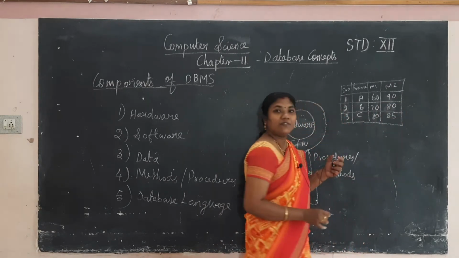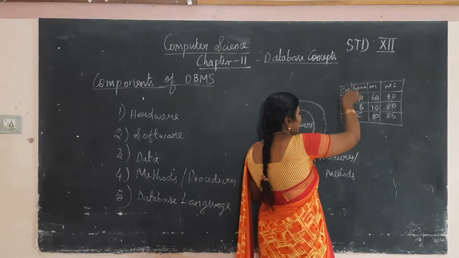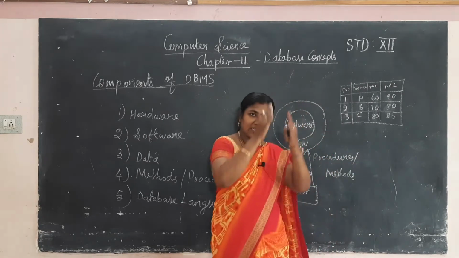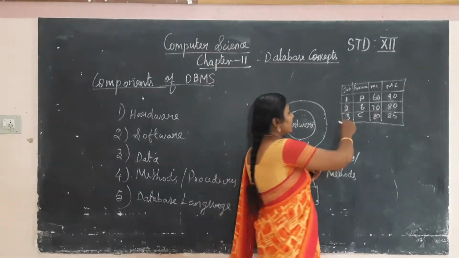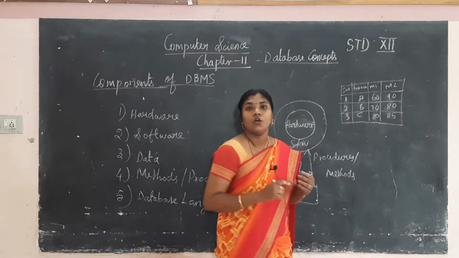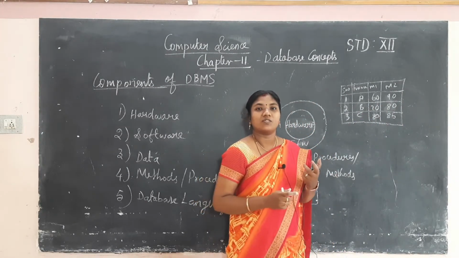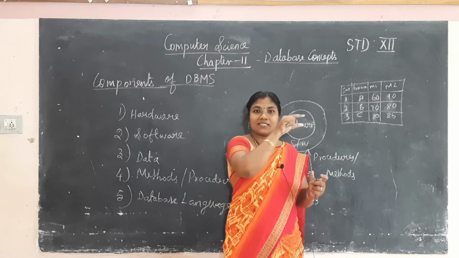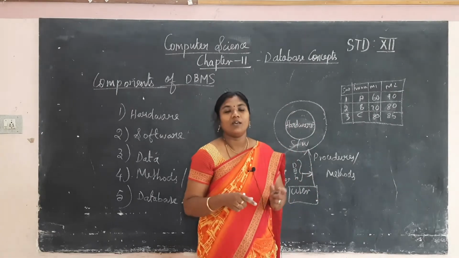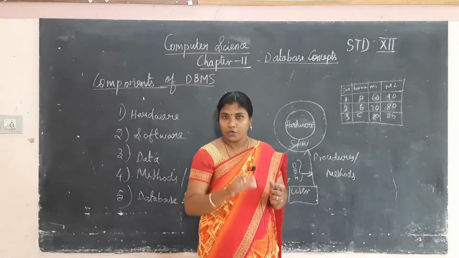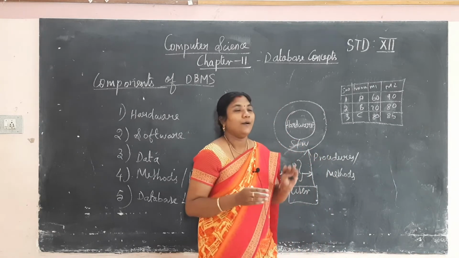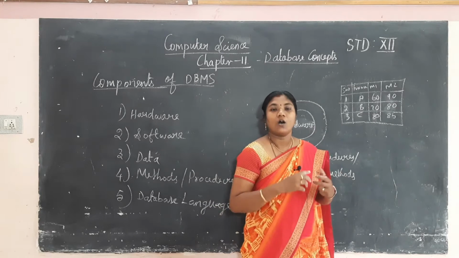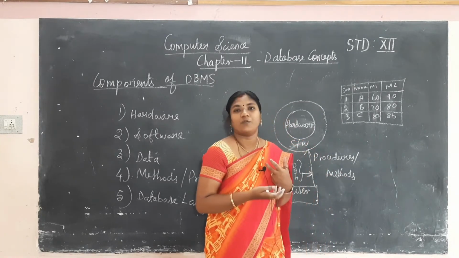So in a table we used to say this one as a column. The vertical representation is called a column. And the horizontal one we used to say as a row. In a table we used to say what is a column and what is a row. So the vertical part is the column and the horizontal part is the row. So this we all know. In common we used to say like that. But in DBMS, how it is represented, that is how it is performed.